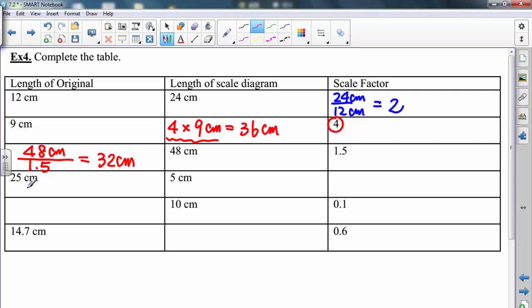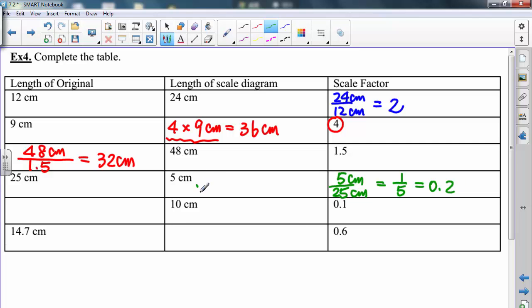The length of original one is 25 centimeters. The length of the scale diagram is 5 centimeters. If I want to find the scale factor, this one is very easy. I use 5 divided by 25 centimeters. Cancel the units. This fraction can be reduced to 1/5. You also can change 1/5 to a decimal, which is 0.2. So the scale factor is 0.2. And from this scale factor, we can see the scale diagram is a reduction of the original diagram.